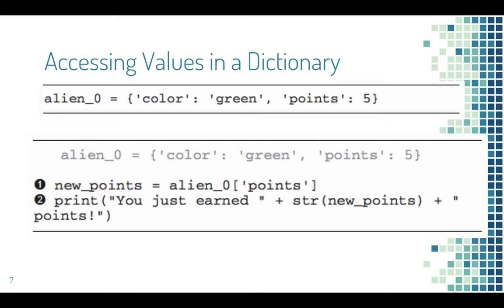The line at 2 converts the integer value to a string and prints a statement about how many points the player just earned. You just earned 5 points. I could also use this to add those points to a total score or something like that. If you run this code every time an alien is shot down, the alien's point value would be retrieved.